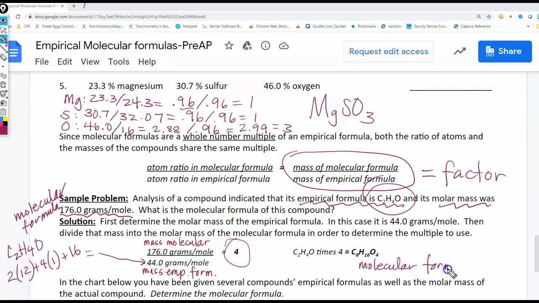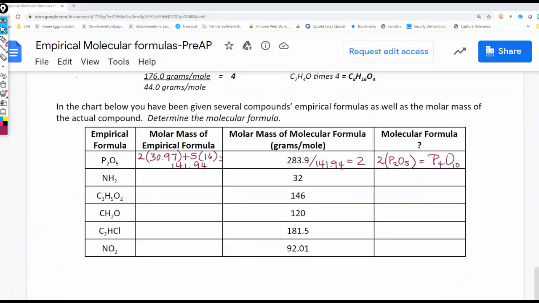And this is our molecular formula. All right, so this next section is going to be all about how we are going to find the molecular formulas, and we're going to practice doing that in this next section. Okay, so I have done the first one so we can take a look at it here.